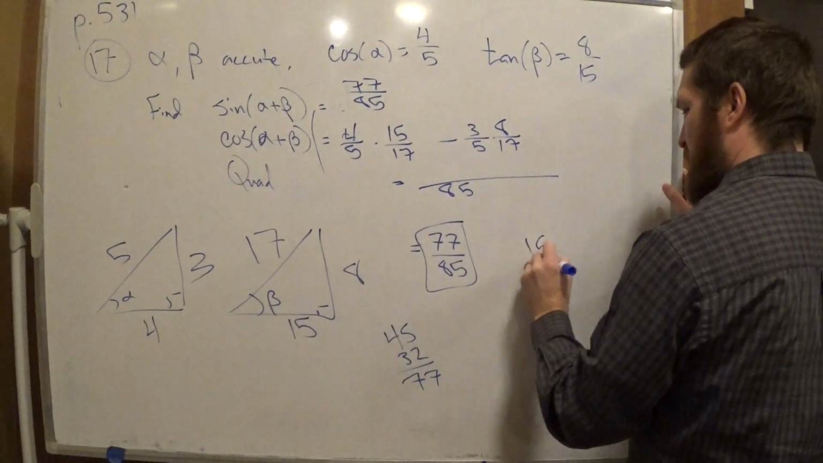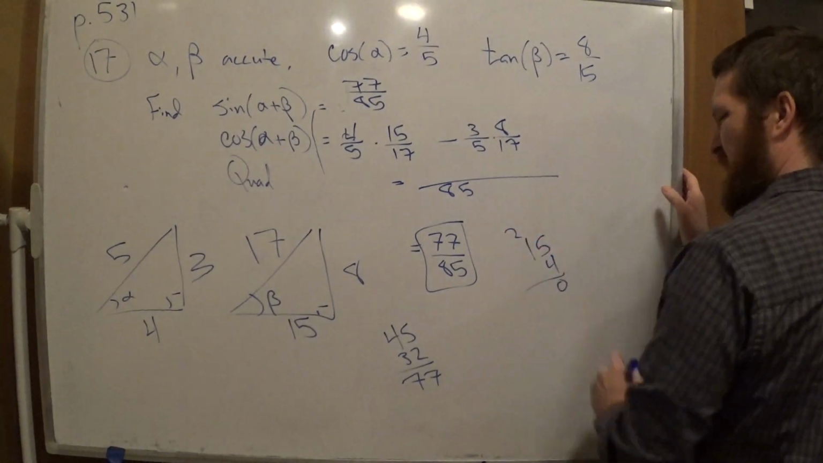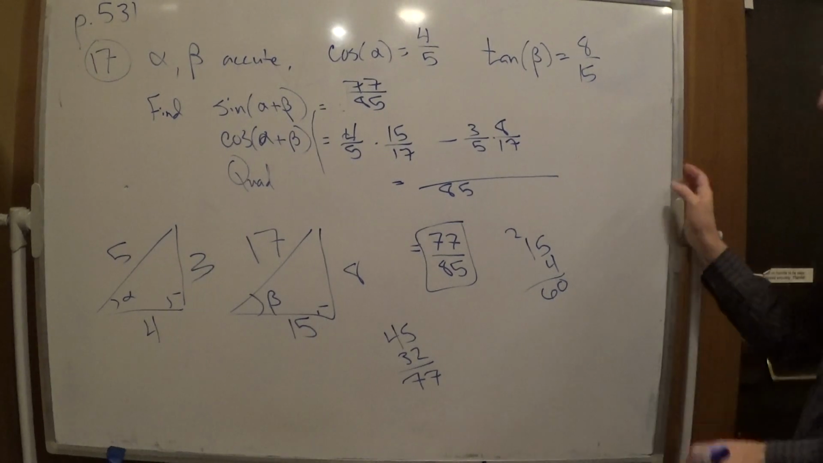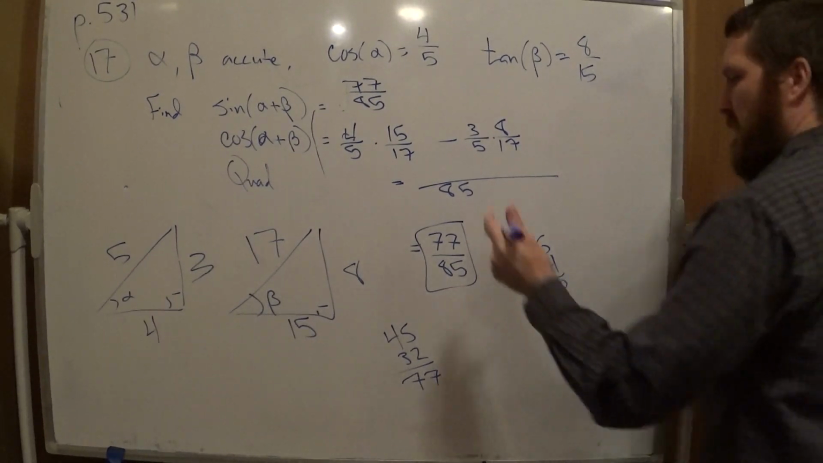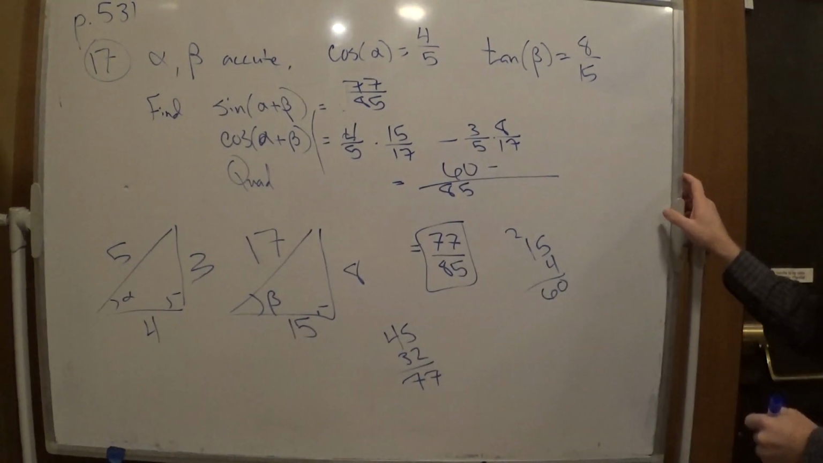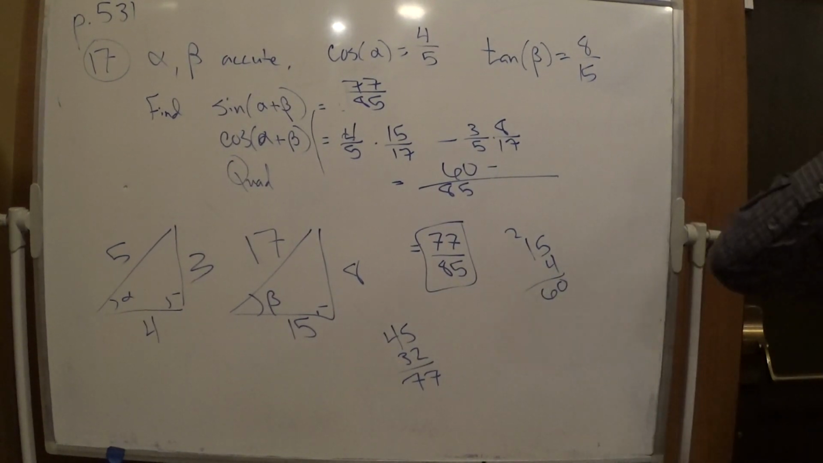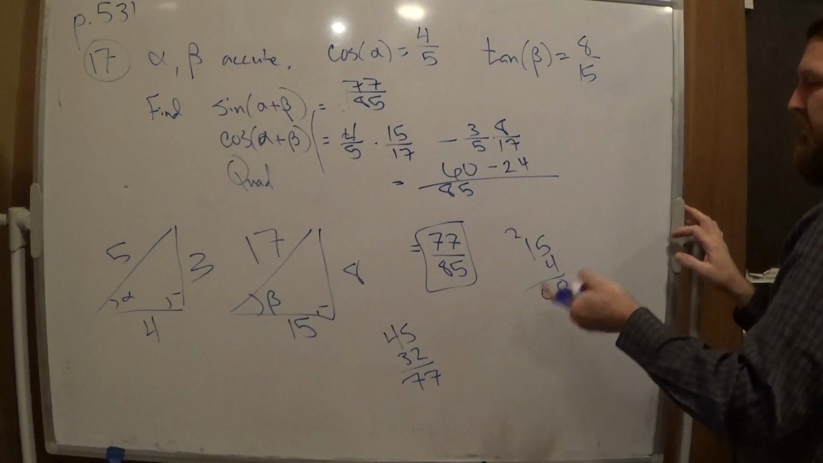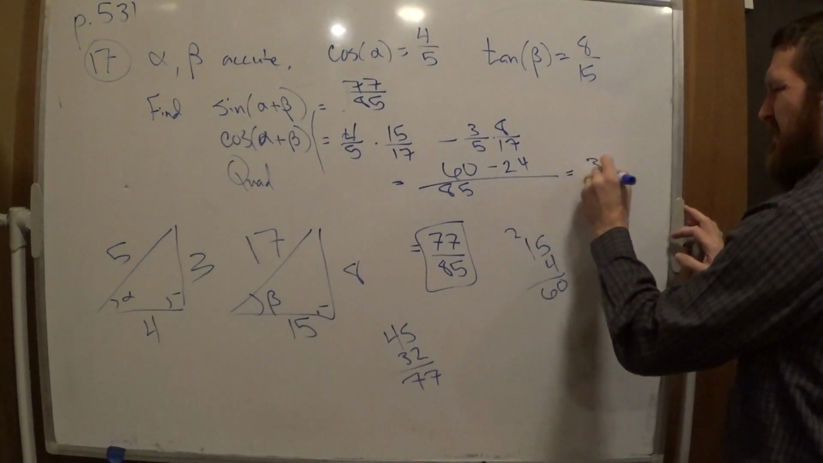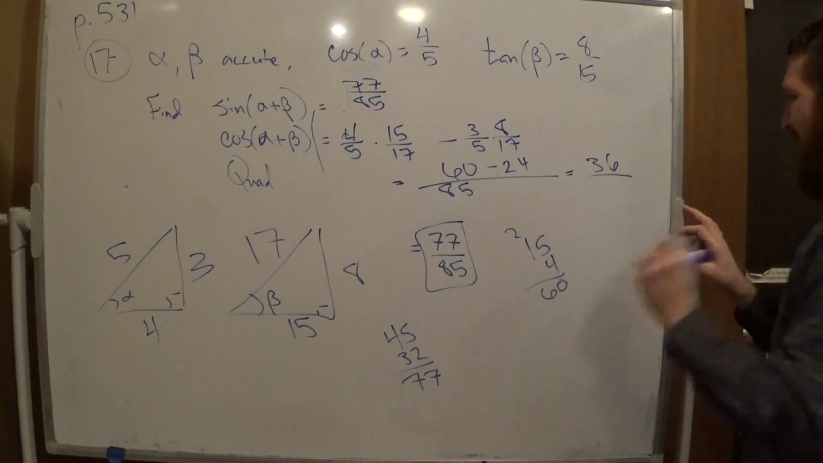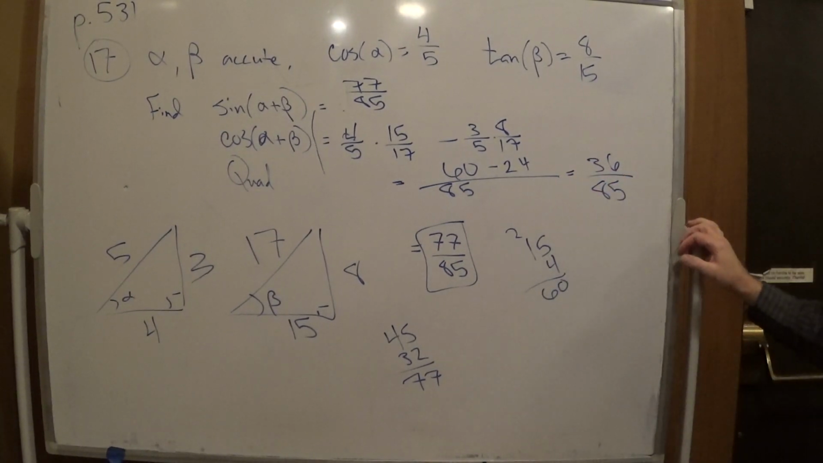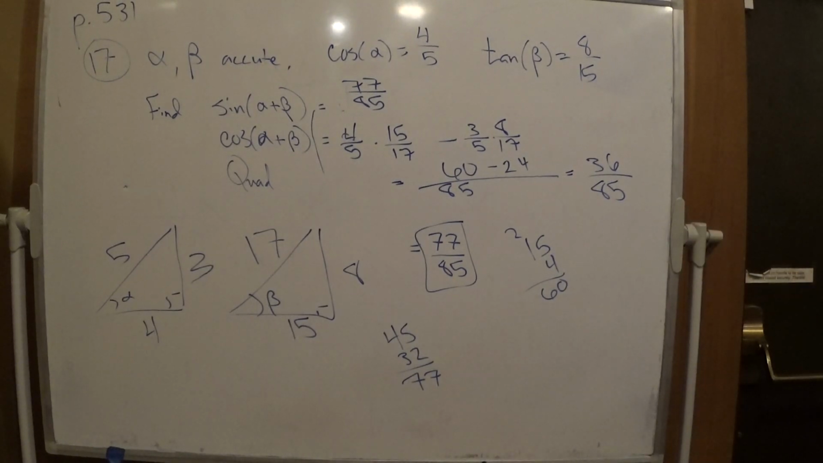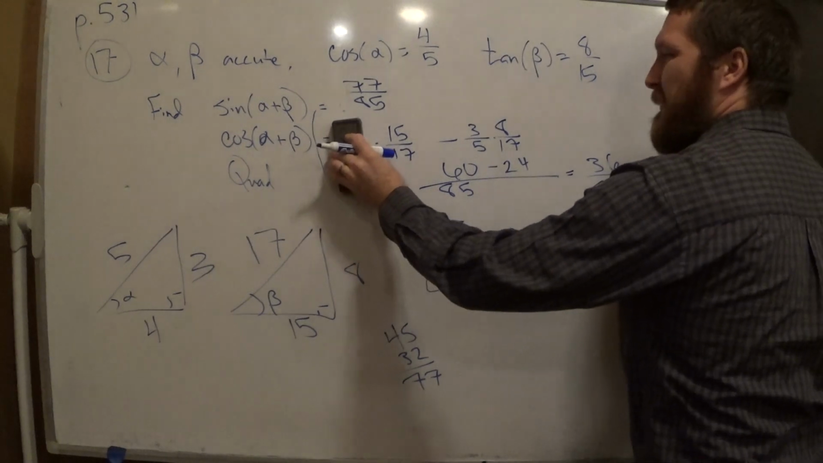4 times 15 is 60. Yeah, 15 and 15 is 30, 2 30s is 60. Okay. So 60 minus 3 times 8 is what, 24? Is that right? 24. So 60 minus 24, it's not 40, it would be 36. Right? 36. Thank you. Yeah, good. 36/85. Is that what it said in the back? Yep, that's what it says. 36/85. So you might have just been looking at the wrong thing.